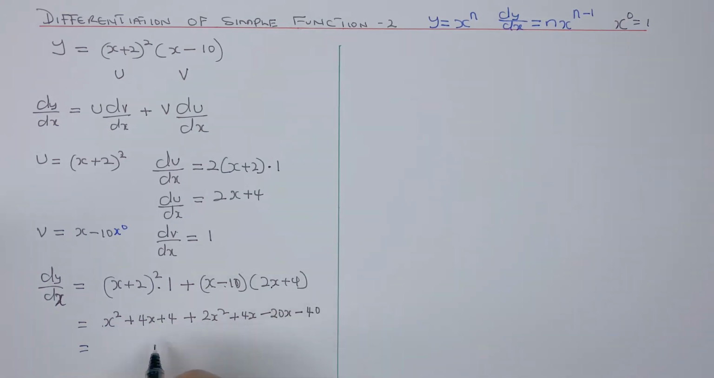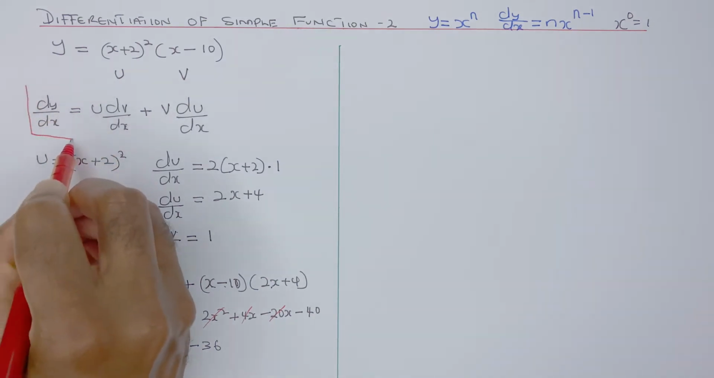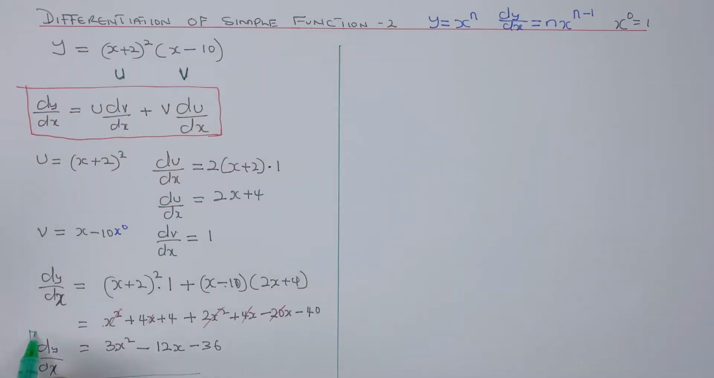x squared plus 2x squared is 3x squared. Minus 20x plus 8x. That's 4x plus 4x, 8x. So that'll be minus 12x. So that's gone. That's gone. That's gone. And that's gone. So what do I have left? I have minus 40 plus 4, which is minus 36. And so that's the dy/dx. So that's the way to do that, you can use the product rule. And the product rule I've used is that one. That will be the answer for that one.